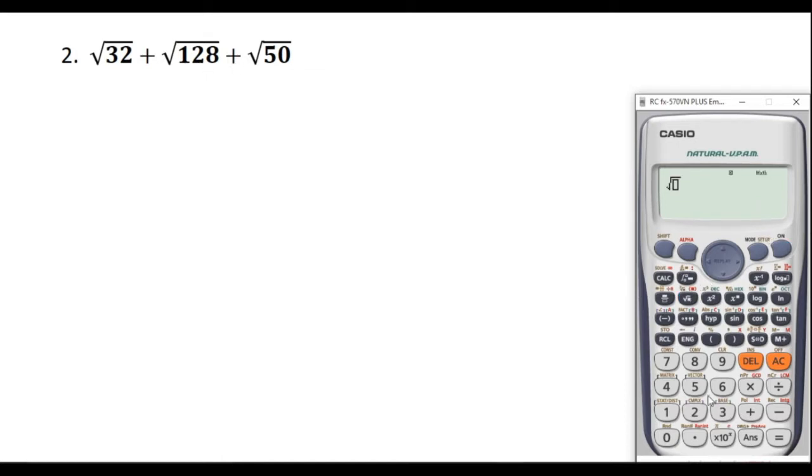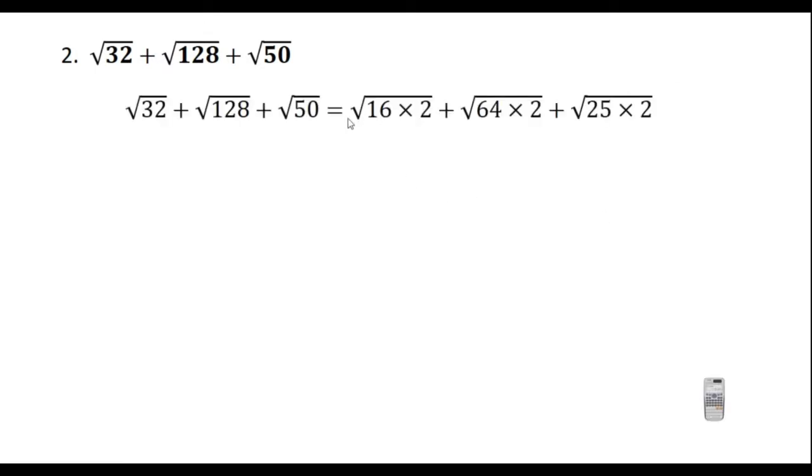Then for square root of 50, the calculator is giving us 5 root 2. So the perfect square we are looking for is 5 squared, which is 25. The other number is 2. So for 50, we are going to have 25 times 2. So that is what we have here. We have 16 times 2 for 32. Then we have 64 times 2 for 128. We have 25 times 2 for 50. Then, if we are reducing this, this will give us square root of 16 times square root of 2 plus square root of 64 times square root of 2 plus square root of 25 times square root of 2.